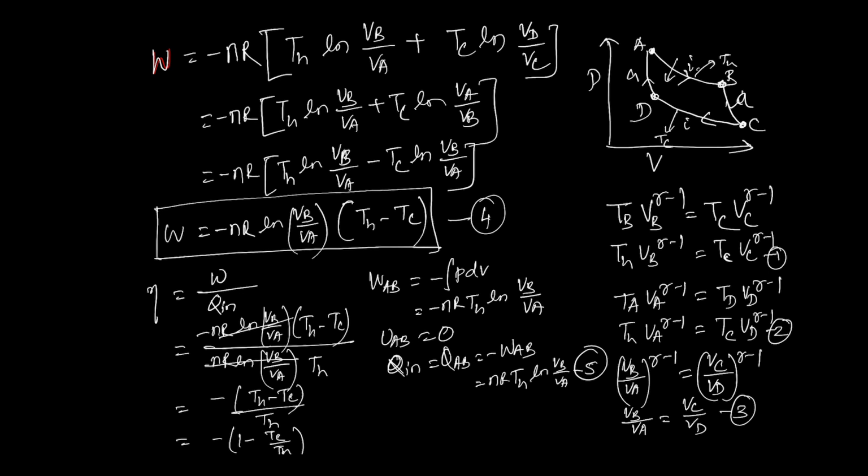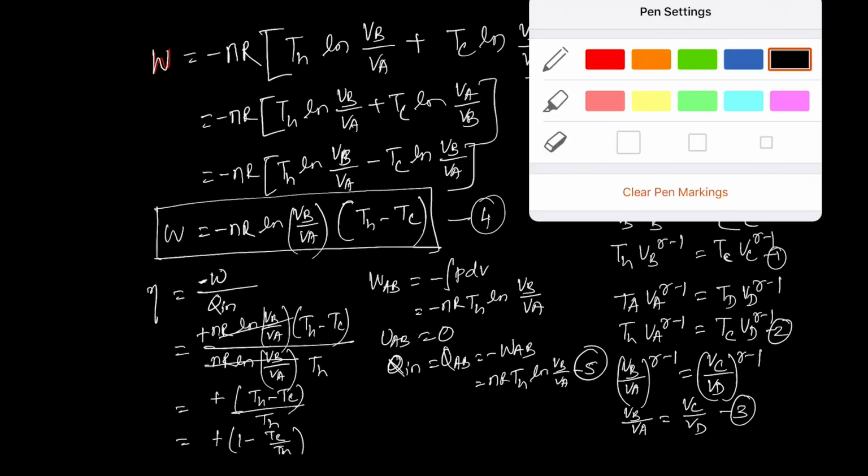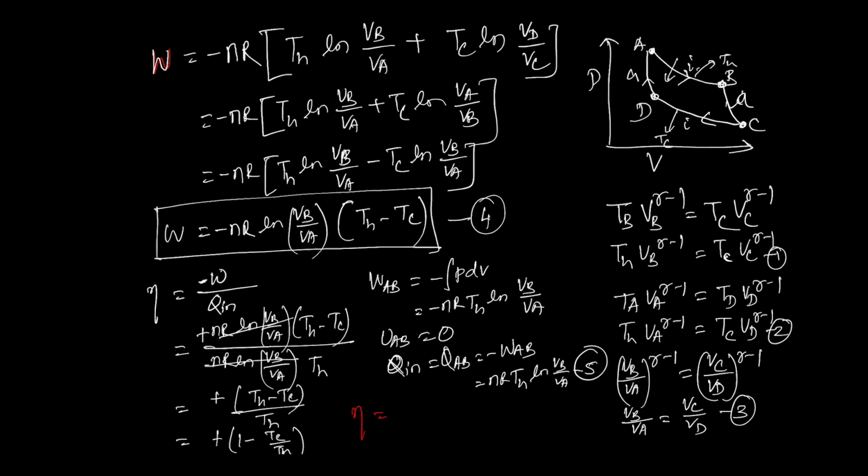This W is the work done on the system, so the work done by the system will be minus W. So minus W is the work that the system is doing, and there will be a plus. So the efficiency of the engine is eta equal to 1 minus Tc by Th. So this is the efficiency of the Carnot engine.